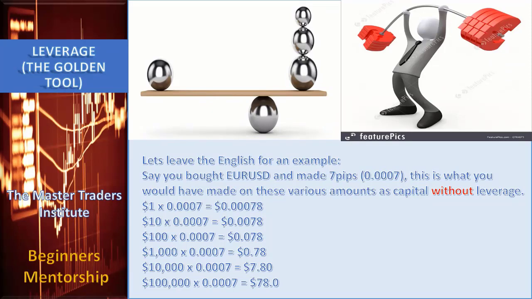That is in the olden days when you traded without leverage. If you made 7 pips in the market, you needed a $10,000 account to make a $7 profit. So you see how tedious trading the Forex market was in those days. And for the same 7 pips, you would make $78 if you had a $100,000 account, without leverage.